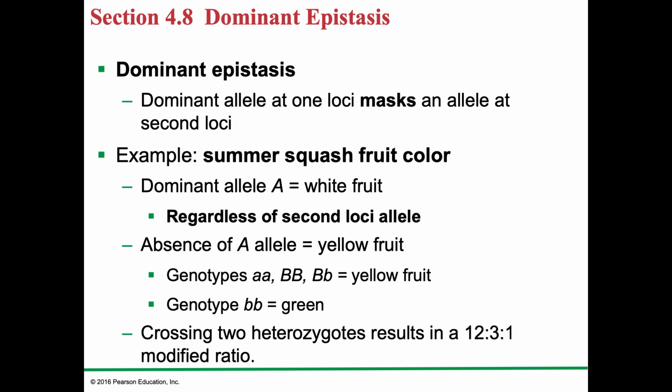In dominant epistasis, if they had the presence of a dominant allele at one location, in this case locus A, you had white fruit. So just that one dominant allele, capital A, was able to overwhelm everything else. So in a recessive epistasis, you see a handful more of the recessive phenotype. In a dominant epistasis, you see a lot more of the dominant phenotype.